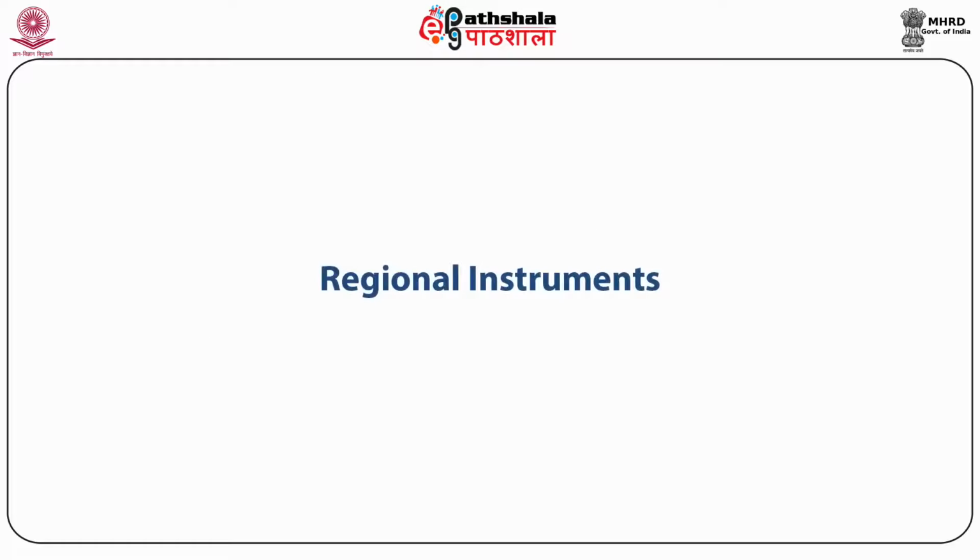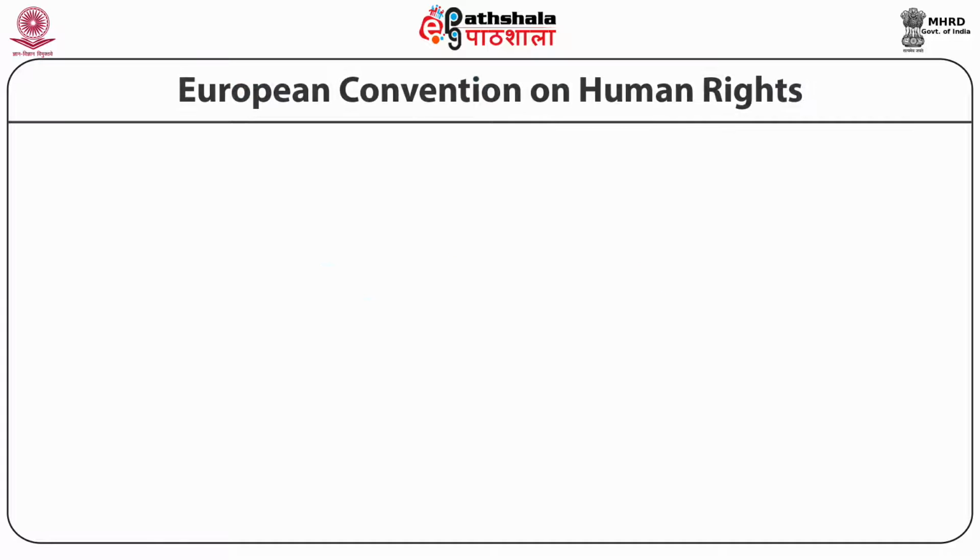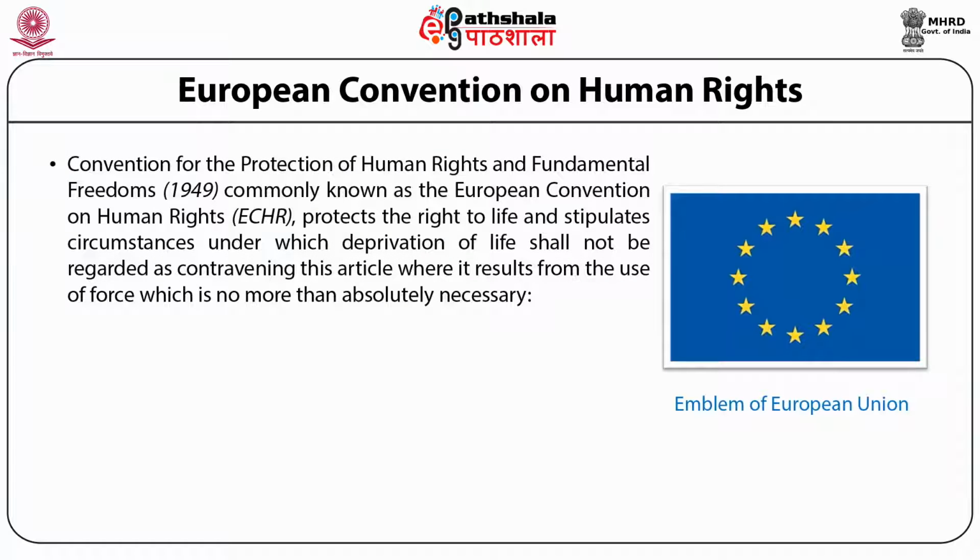Now let's come to some of the regional instruments. So far, we have looked at the international instruments and the United Nations treaties and protocols. Now the regional instruments. The first instrument we look at is probably the most significant regional instrument on human rights, the European Convention on Human Rights. The European Convention on Human Rights protects the right to life and stipulates the circumstances under which deprivation of life shall not be regarded as contravening this article, the article concerned on the right to life.